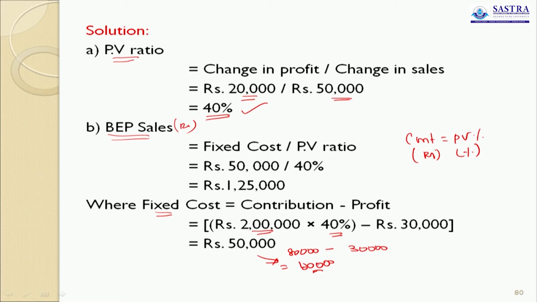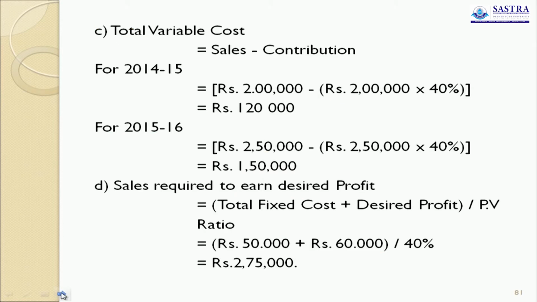We take this 50,000 for computation of PV ratio, break even point. So fixed cost is 50,000, PV ratio 40%, now the break even point is 1,25,000. So what it indicates is that when the sales touch 1,25,000, now you are safe, hereafter it is profit for you.